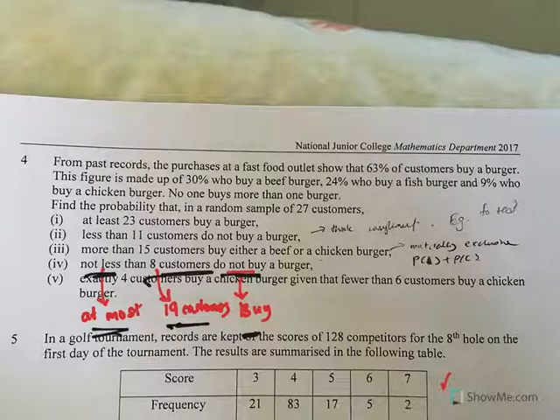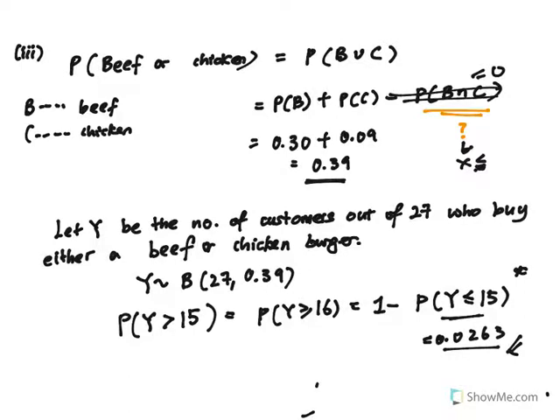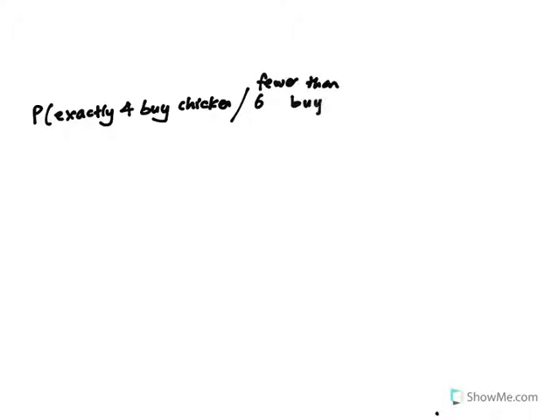So this part is a bit tricky because of the not less part, so please do think about it. Exactly 4 buy a chicken burger, given that fewer than 6 customers buy a chicken burger. Exactly 4 buy, given that fewer than 6 buy. So this is the probability that exactly 4 buy chicken, given that fewer than 6 buy chicken.